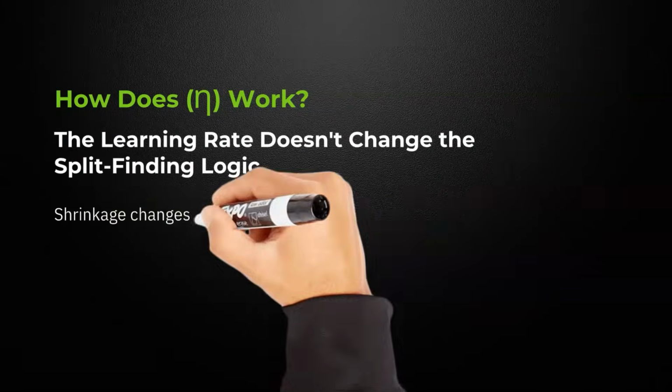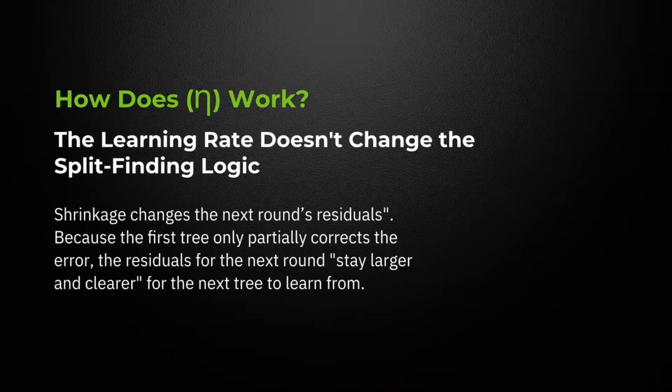Shrinkage changes the next round's residuals. With a smaller eta, our first tree only partially corrects the errors, so the residuals stay larger and clearer for the next tree to learn from. That's the slow and steady behavior that people like about XGBoost.